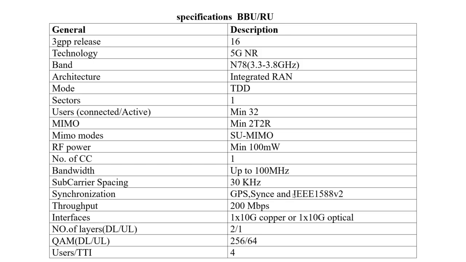Then for the synchronization of the time clock, we are using GPS, or you can use an IEEE standard like the PTP protocol. These are the mechanisms, the specifications of which protocols are used in the 5G radios. Then 200 MB throughput is shown, I think, and the interfaces it has: 10G copper and 10G optical also. For the number of layers, DL/UL, it has 2 by 1, so two DL layers and one uplink layer. Then two types of modulation are implemented in that radio, 256/64. Then user/TTI values are there.